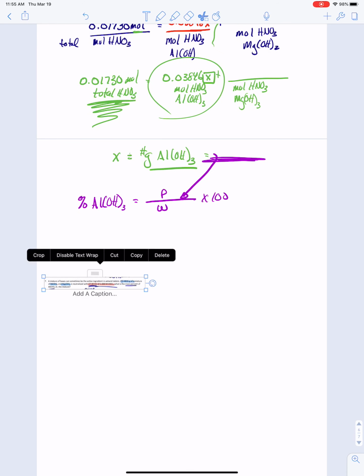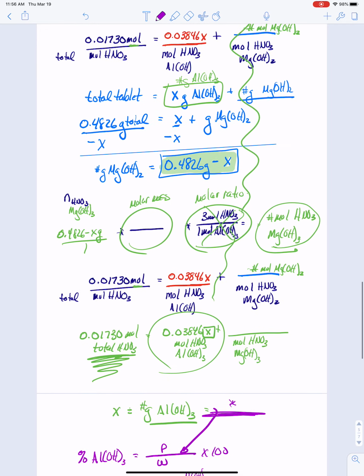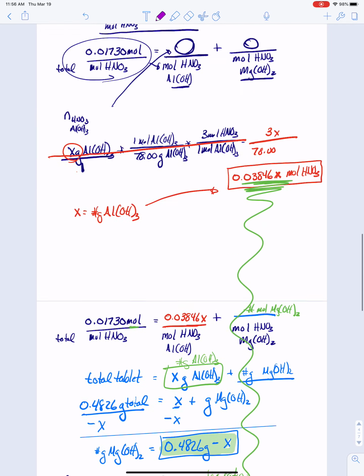The mass of the whole tablet is right here, 0.4826 grams. We are actually home free because we can actually calculate. Once we know this number, we can calculate the percentage, because this is how many grams in the total tablet, and this will represent the grams of the aluminum hydroxide. Okay, so that's the strategy. This is the entire strategy laid out, exactly how to arrive at the answer.